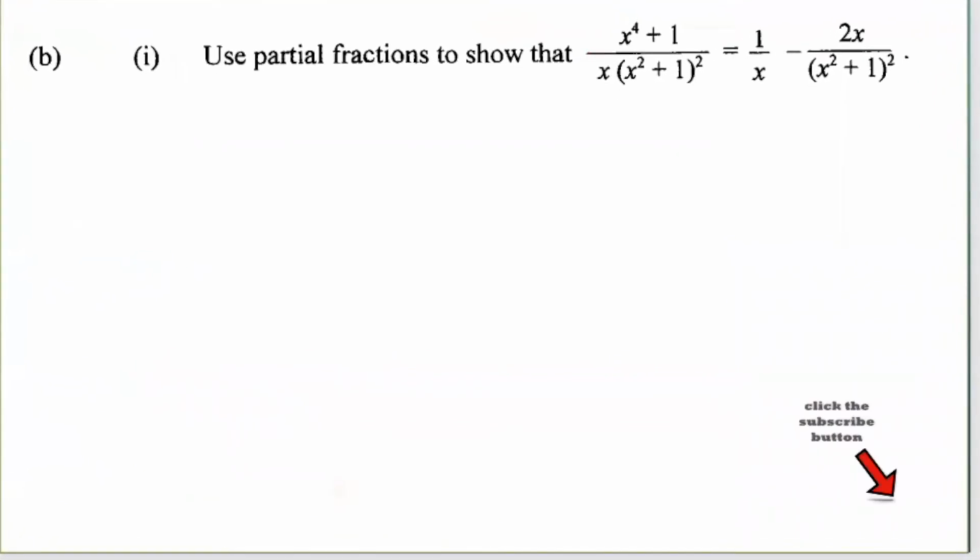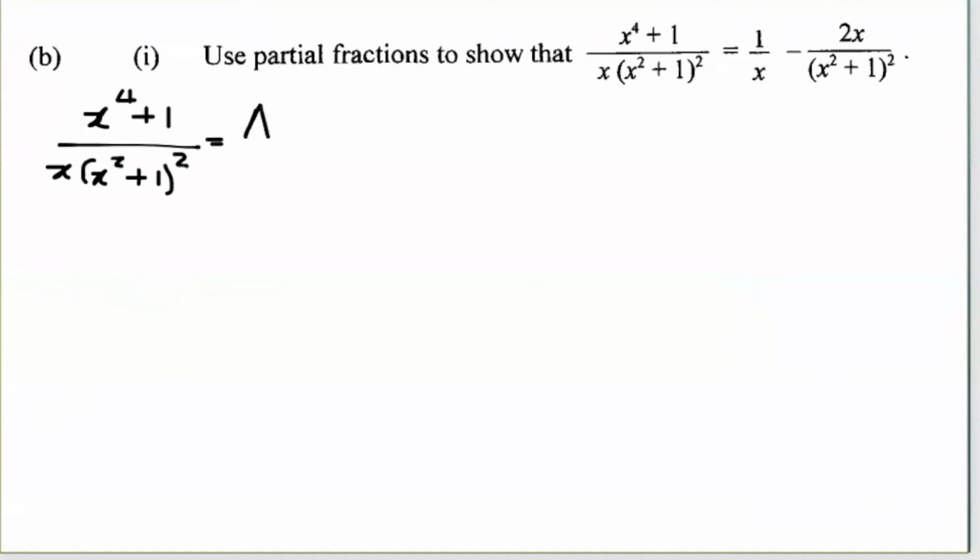The next question, we're going to use partial fraction to show that the left hand side is the same as the right. So the left hand side, I am first going to rewrite it in another form where I will have to find the unknowns. Here we have a over x, and since it's a repeating quadratic, it's nonlinear, so we're going to have x squared plus 1, and then we're going to have another part that says x squared plus 1 all square.